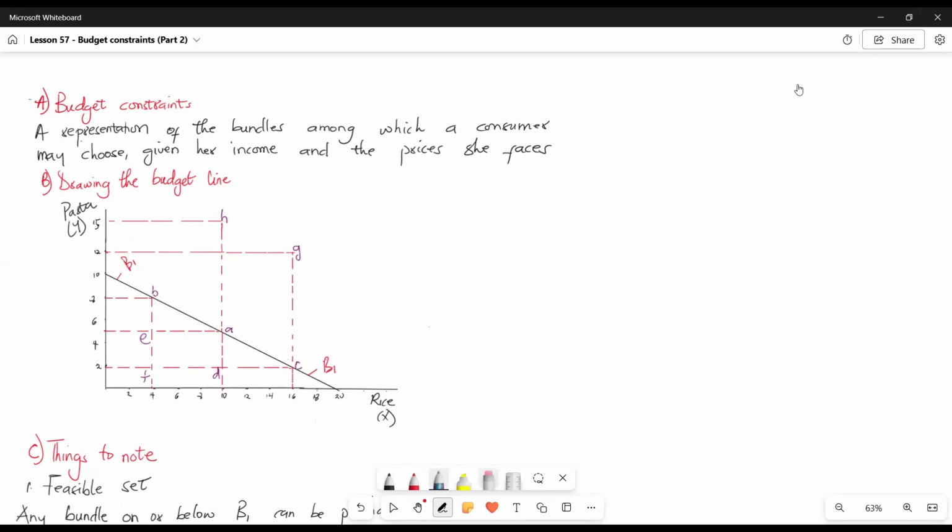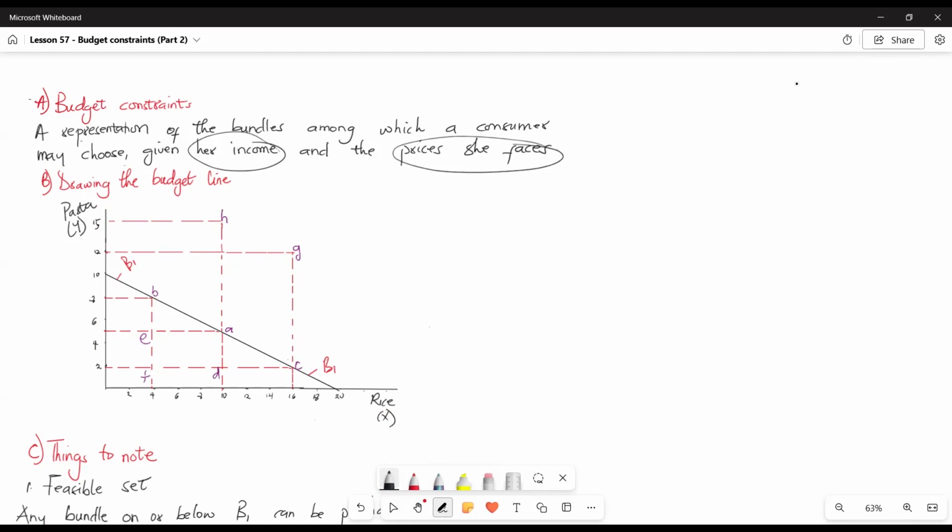Hi, welcome back. Our previous lesson was on the first part of budget constraint. Today, we'll be moving on to the second part. So, a budget constraint is a representation of the bundles among which a consumer may choose given her income and the prices of the goods that she faces. So, we're going to use the information in the budget constraint to draw our budget line.